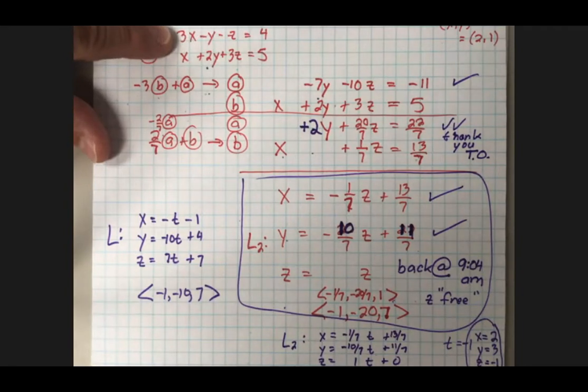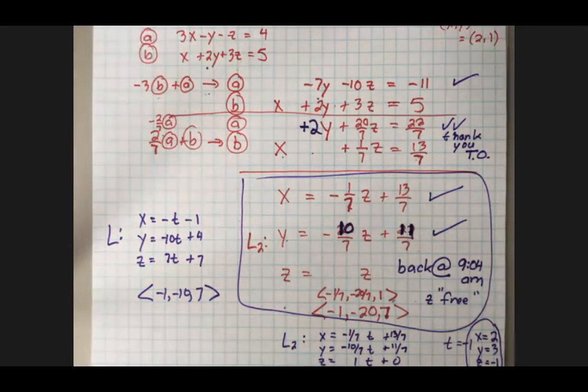6 minus 3 plus 1. 6 minus 3 plus 1 is 4. 2 plus 6 minus 3. 2 plus 6 minus 3 is 5. Everything is checking out. Safety checks.